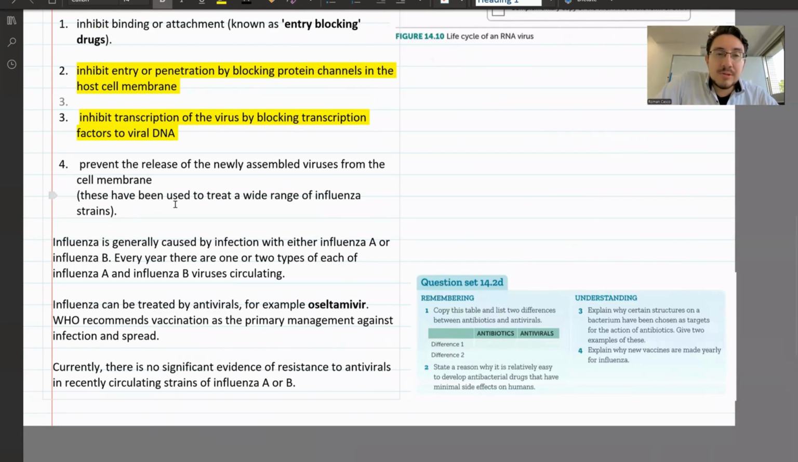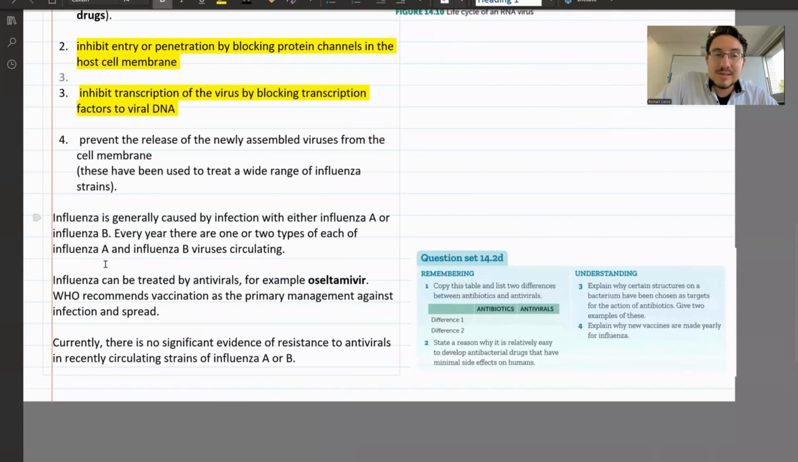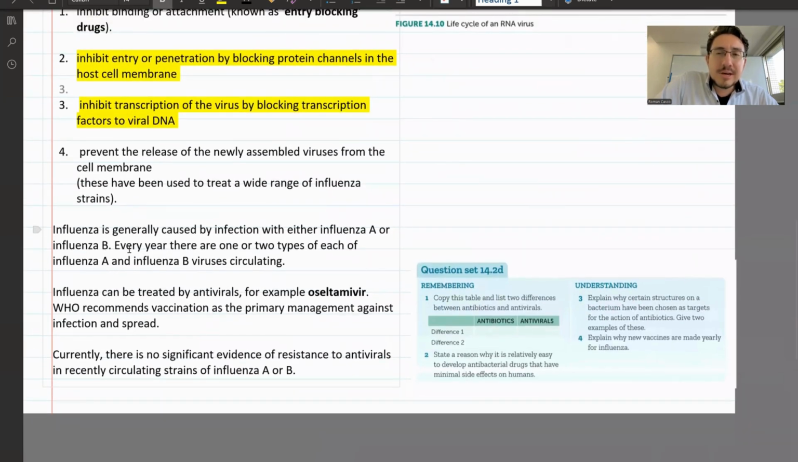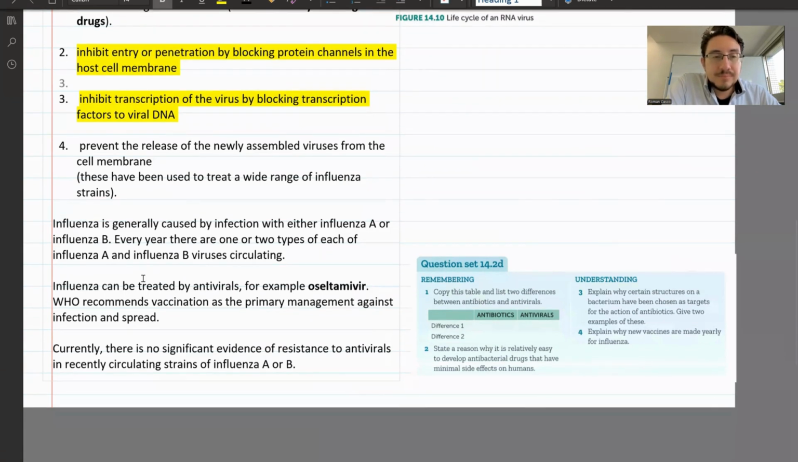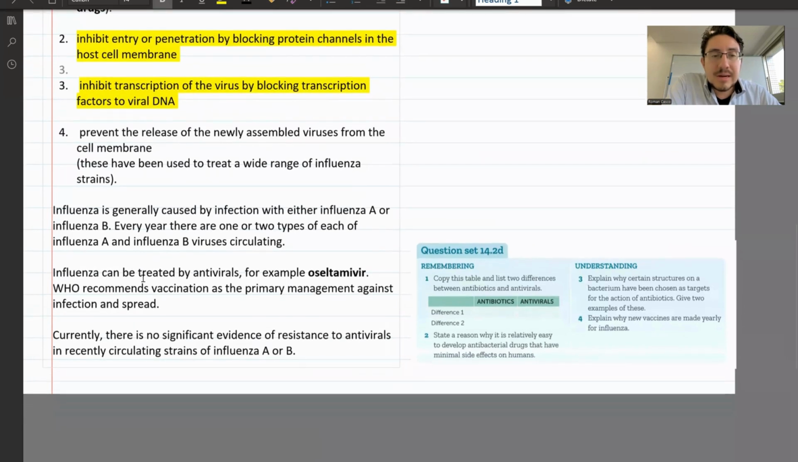So these have been used to treat a wide range of influenza strains, right? Influenza is generally caused by two types, influenza A and influenza B. Every year, one or two types of each of influenza A and B are circulating around. Influenza can be treated with antivirals, right? Oseltamivir is a very famous medicine that you could use. But there's something even better, which is prevention.